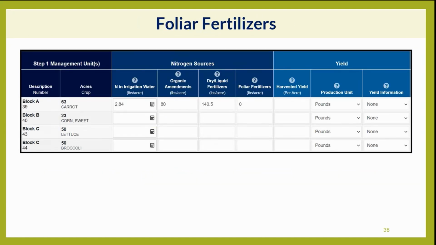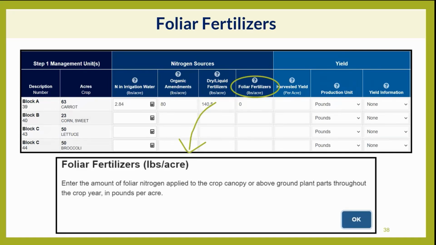And then the last one is a foliar fertilizer. I'm not applying any on carrots, so in this case it's just 0. But if you did apply foliar fertilizer, it's going to be a very similar calculation to the dry fertilizers, right? Where you want to know the amount of nitrogen, not the amount of product.